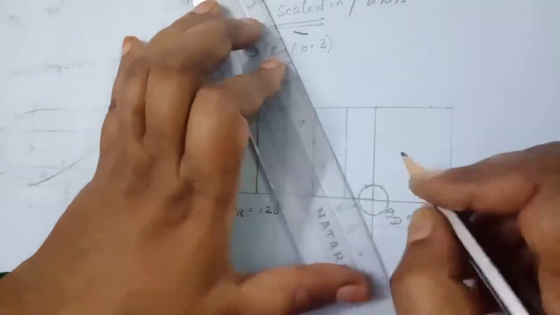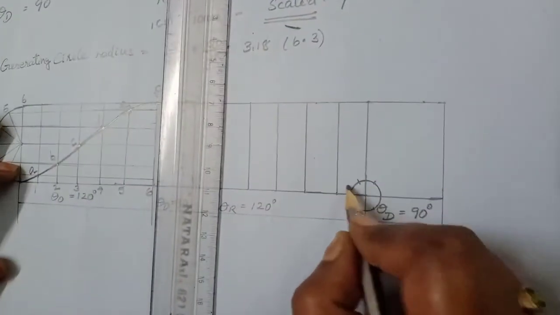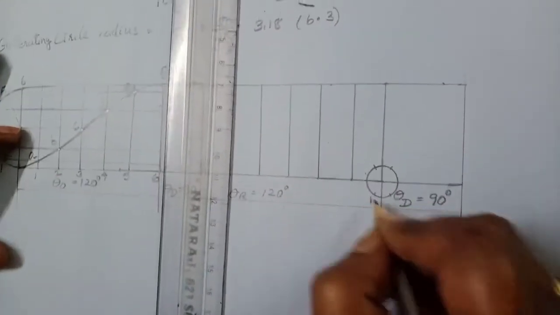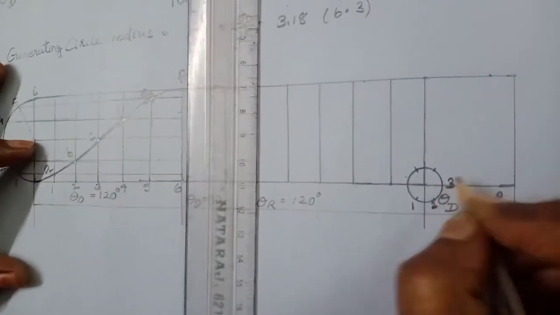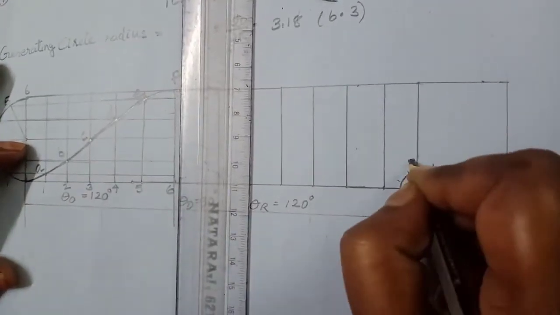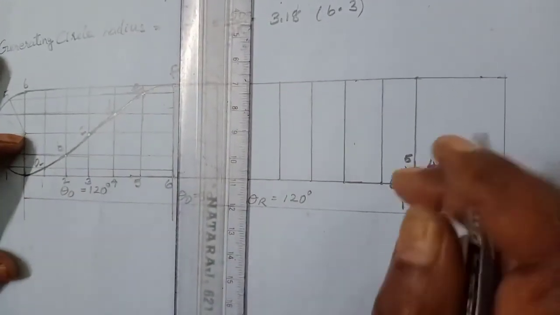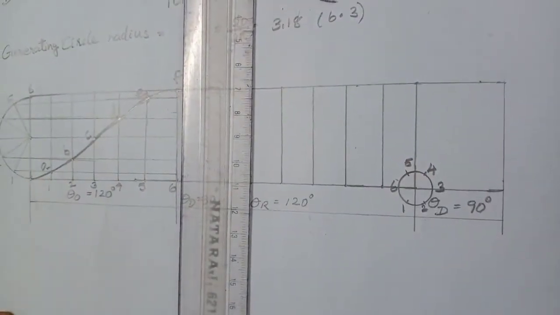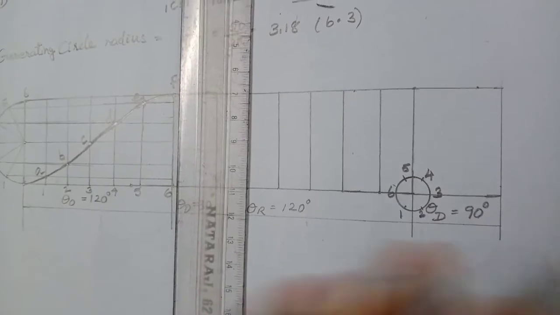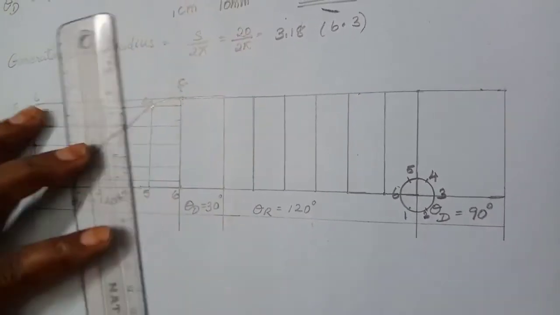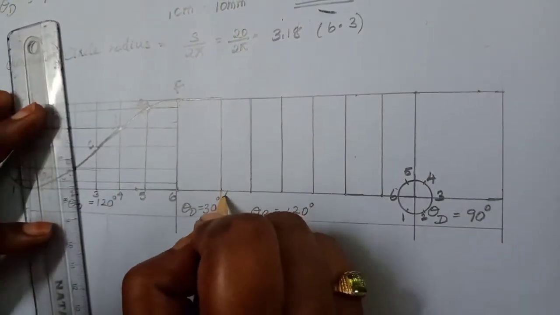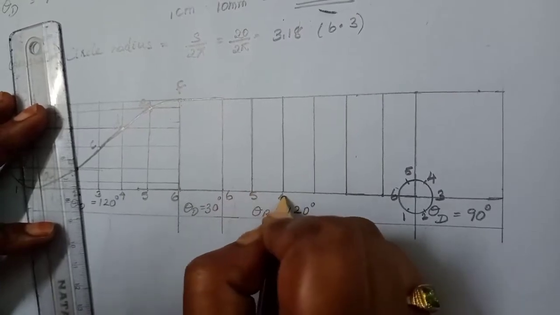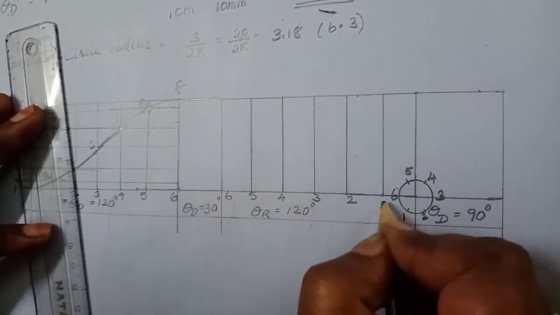So how can you make it here? Make it 60 degree measurement. Now you give this line numbering in the anti-clockwise direction: 1, 2, 3, 4, 5, 6. So clockwise you will get the outstroke, and the return stroke is anti-clockwise. So now you mark this also 6, 5, 4, 3, 2, 1.